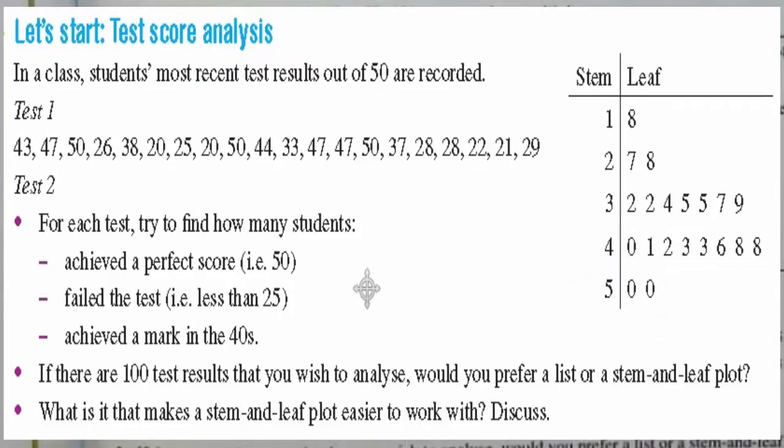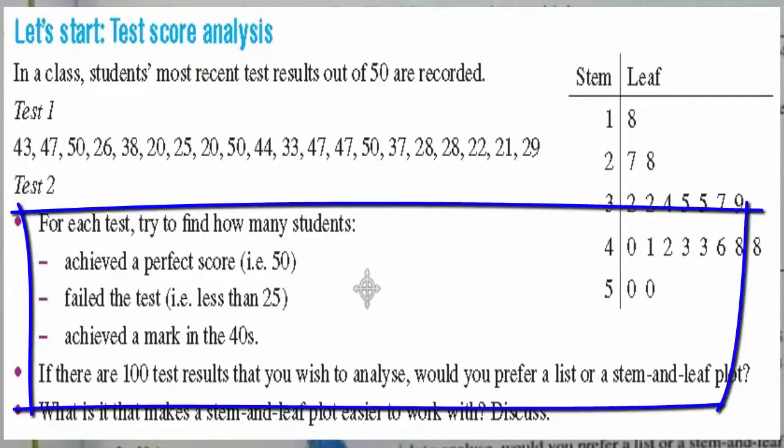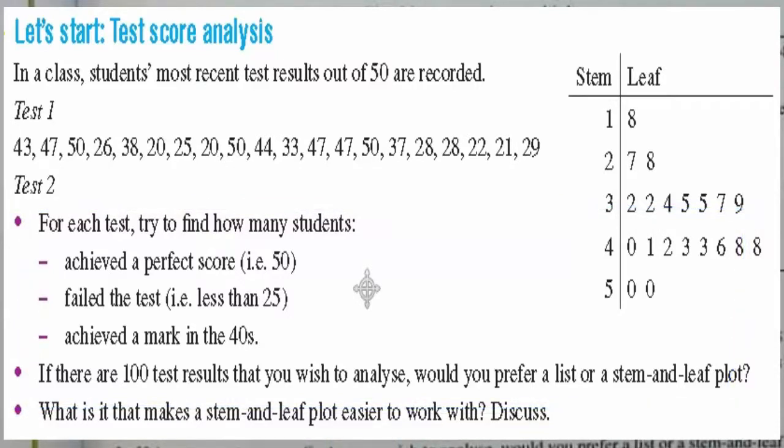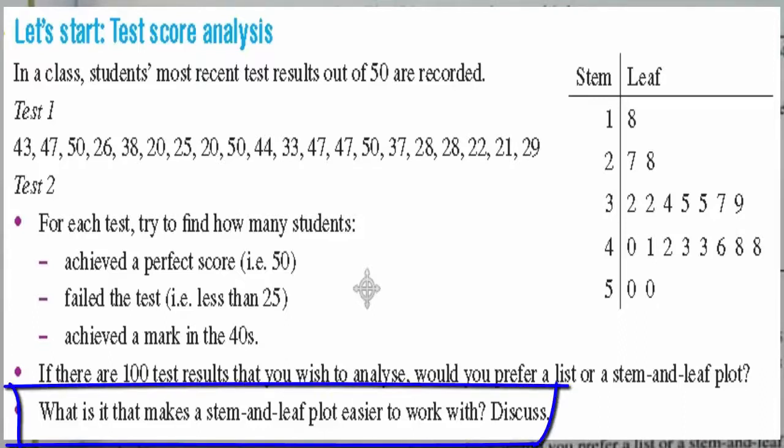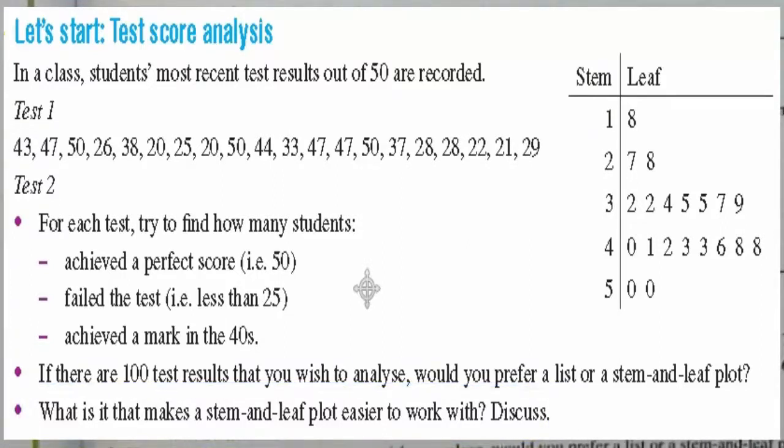So there's some questions in that one for the tests. Try to find out how many students achieved a perfect score of 50. How many failed the test, got less than 25. How many achieved a mark in the 40s. Okay? And then a question there, what is it that makes a stem and leaf plot easier to work with? Well, basically the layout. You can get to see things in an orderly fashion.